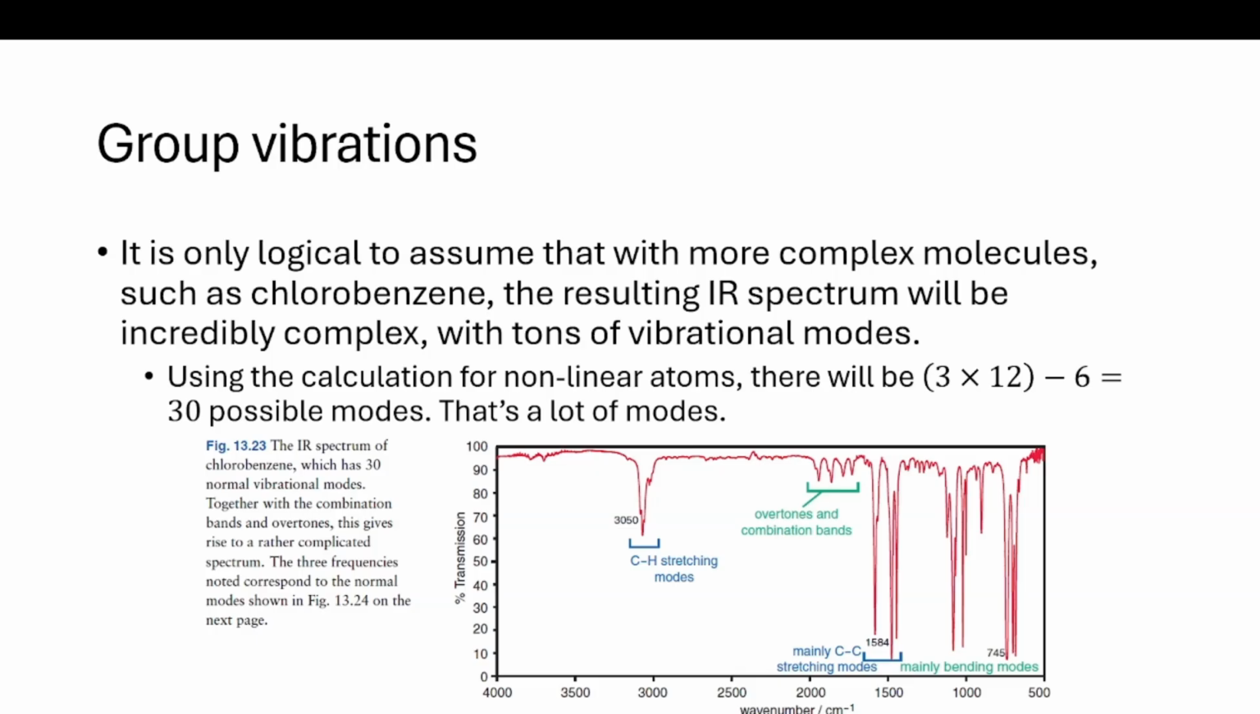Now, as for group vibrations, we can only say that with more complex molecules rather than diatomics, the resulting IR spectrum will be even more complex than before. So using the calculation for nonlinear molecules, if we take chlorobenzene, which has 12 atoms, there will be 3 times 12 minus 6, which is just 30 possible modes, which is a lot. And we can even see that being mentioned in this IR spectrum. Because of all these different normal modes, we get a pretty complicated spectrum to look at.